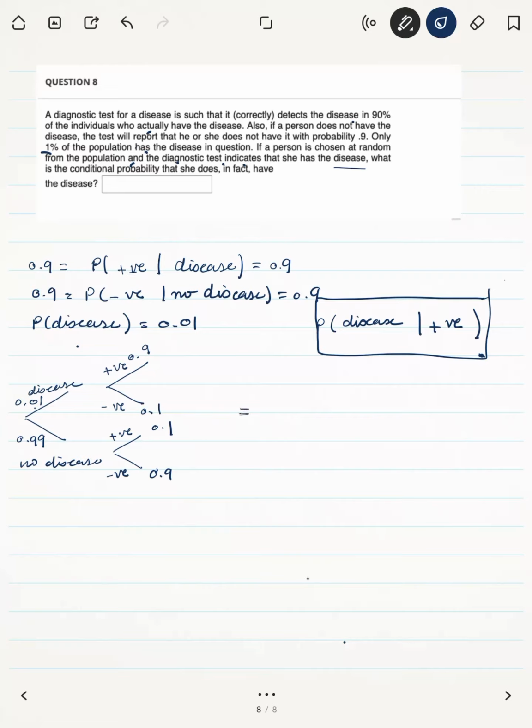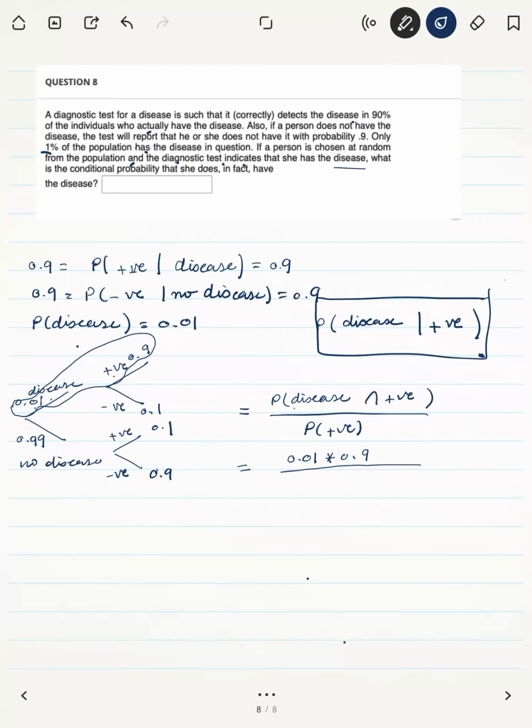However, it's again another conditional probability that we need to calculate. So the probability of disease given positive is going to be the probability of disease and positive divided by the probability of positive. Probability of disease and positive is going to be the product of this part of the tree, 0.01 times 0.9. So you have the disease and the result is positive. So it's 0.01 times 0.9.